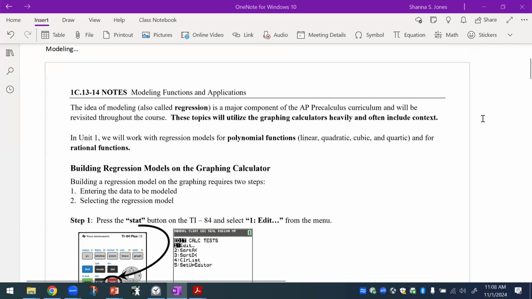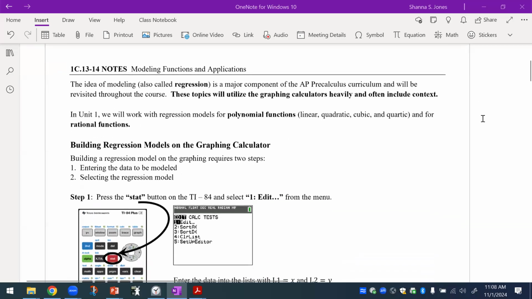Okay, so we are doing 1C point 13 through 14. I just combined them together. Most teachers are combining them together because they tend to overlap in topic. Basically, we are creating a model, aka a regression, to represent data given to us. This is a major part of AP Pre-Cal and was a major part also in Pre-AP Algebra 2.